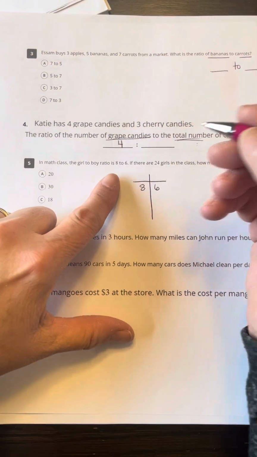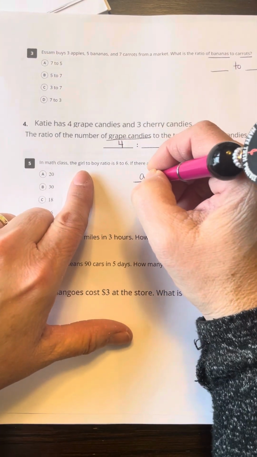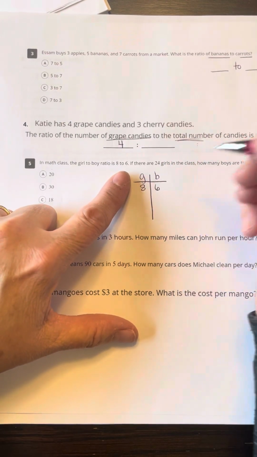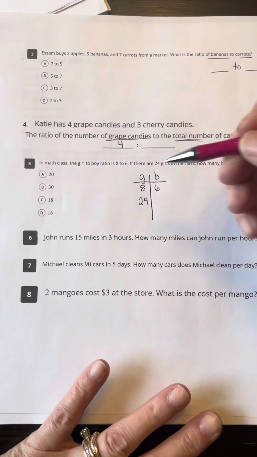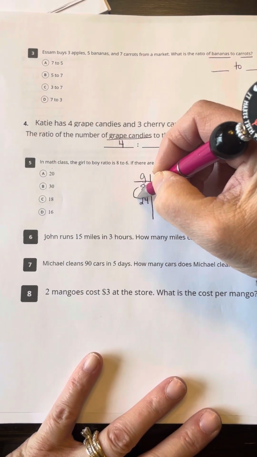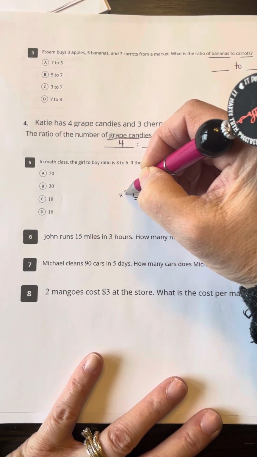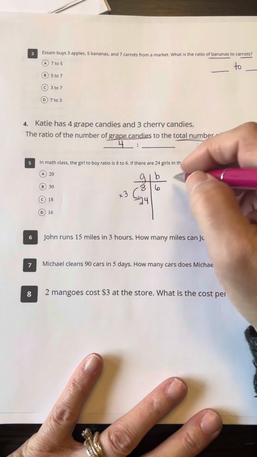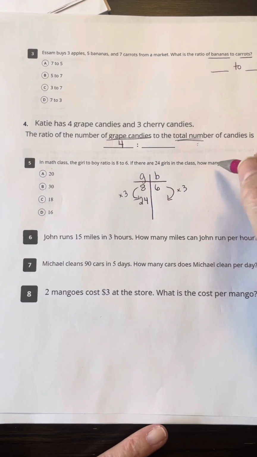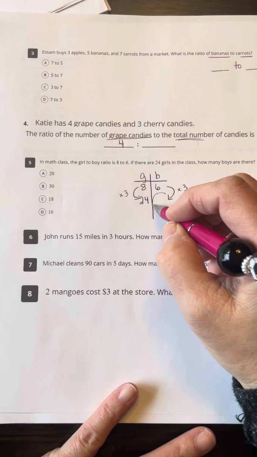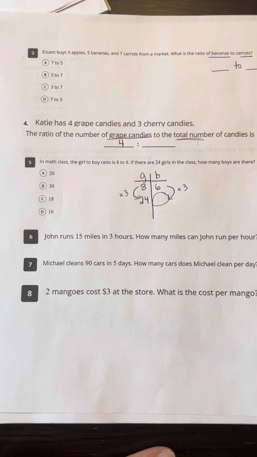So let's see, this is girls to boys, 8 to 6. There are 24 girls. So if you look at the number of girls, it looks like it's about 3 times greater. So you're going to make the number of boys 3 times greater. And it says how many boys are there. So once you find out what that is, that's going to be your answer.